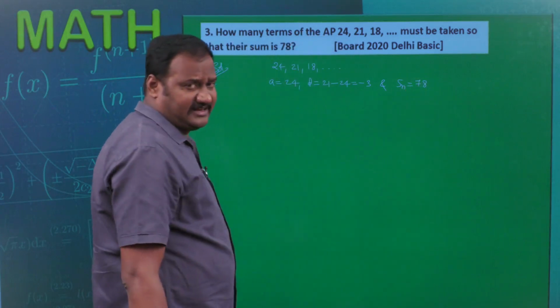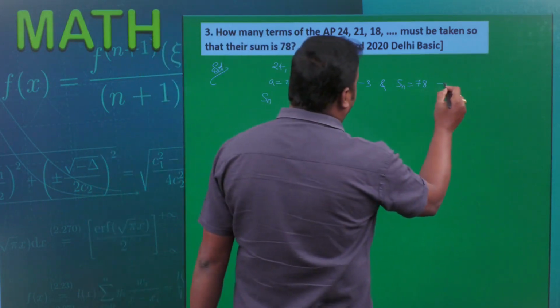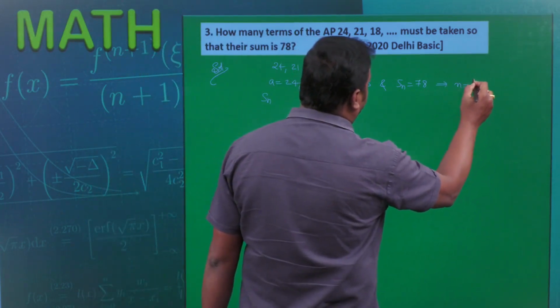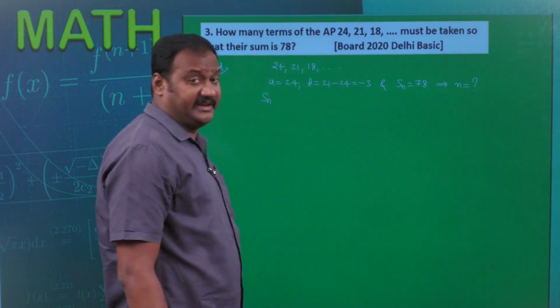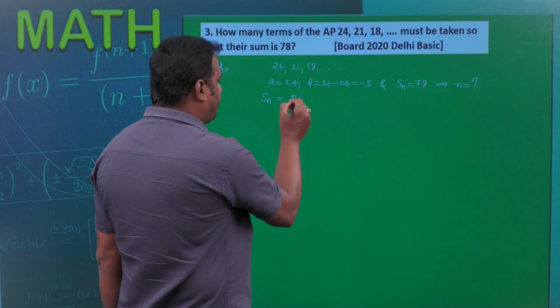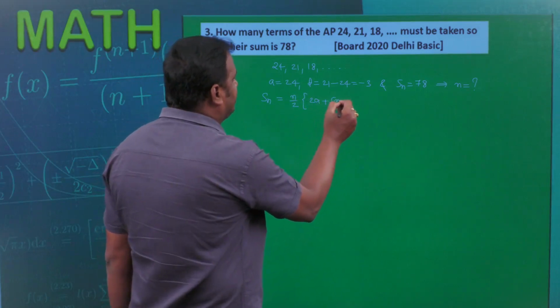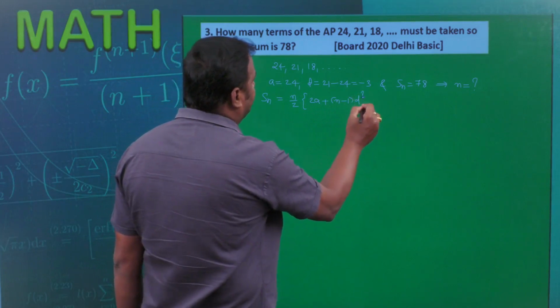Okay, let us try to solve. What is the formula for Sn? What do you want here? We need to find out the value of n. How many terms are required? Sn is equal to n by 2 times 2a plus n minus 1 into d.